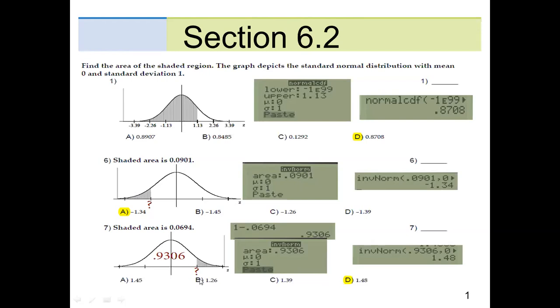But sometimes he tries to play you. He gives you this area, but guess what? The area that's associated with this question mark is not this area. It's the area to the left. So I need to do some subtraction, find the area to the left, plop that in, mean is 0, standard deviation is 1. That's section 6.2.